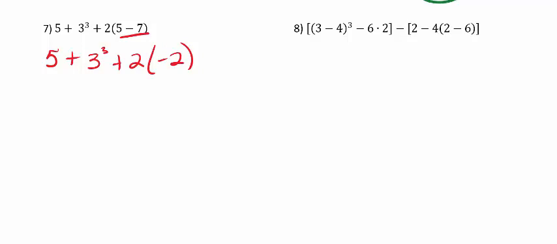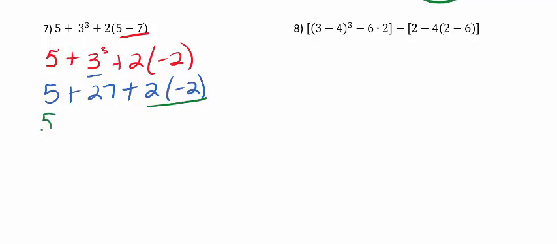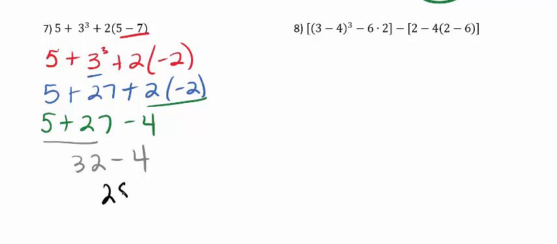Then we're going to go back and do all the exponents. I have an exponent right here. So I'm going to write this as 5 plus, and then 3 to the third is 27, plus 2 times negative 2. Now I go back and do any multiplication or division in order from left to right. Here I have a multiplication, so I'm going to take care of that next. 5 plus 27 minus 4. And then I go back and do any addition or subtraction in order from left to right. So I'm going to have to add 5 plus 27 first. That's 32. And then minus 4, and that's 28.